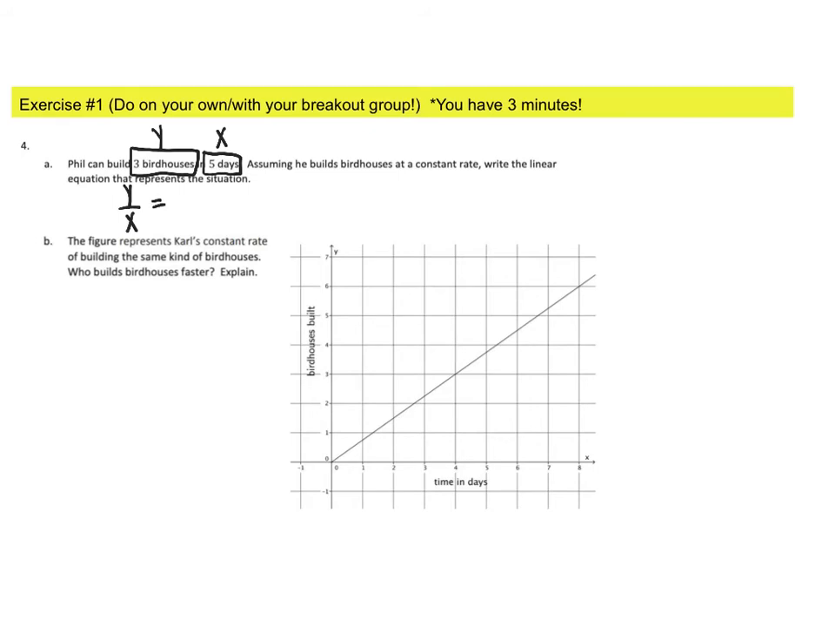And then on the second part, it says the figure represents Carl's constant rate of building. Who builds faster? We'll go through Carl's graph, find some points, and do the same thing, y divided by x. And we're going to go over this in about 2 to 3 minutes.